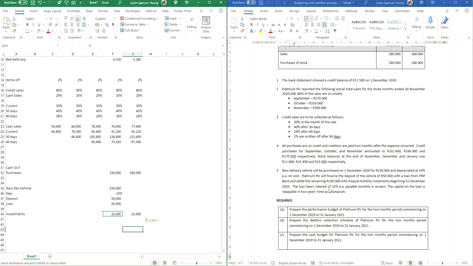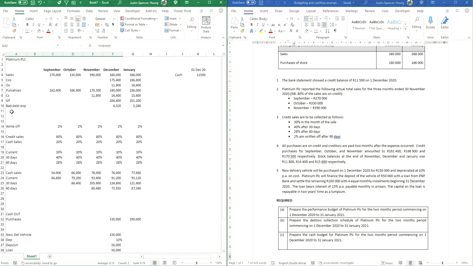There we go. The loan bears interest at 15% per annum. Interest at 15% per annum. Okay, that's important. That is an expense, and the depreciation is an expense, and we need to put those up here. So let's put a depreciation expense in here.